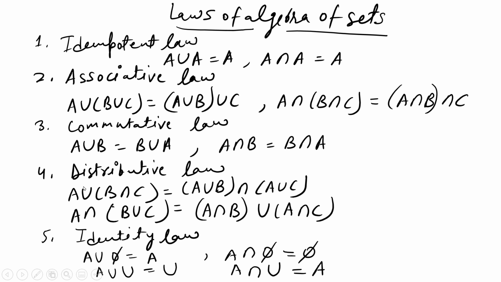Distributive law: union is distributed over intersection and intersection can be distributed over union. Then the identity law, that means A union phi equals A and A intersection phi would be phi. There is nothing common between A and phi, so it would be phi. The union of A and the empty set would be set A, the union of A and the universal set would be the universal set, and the intersection between set A and the universal set would be set A.